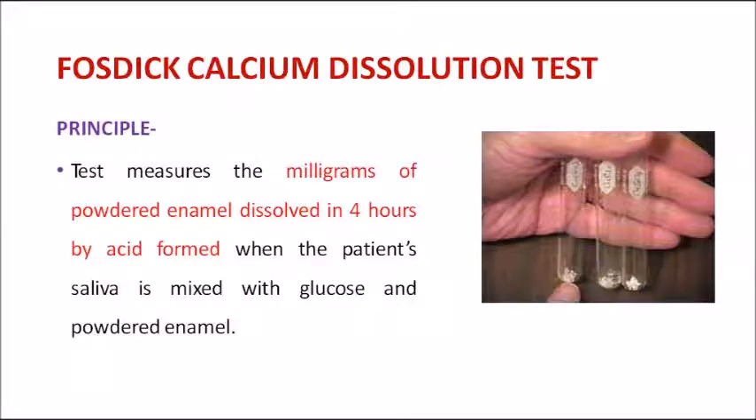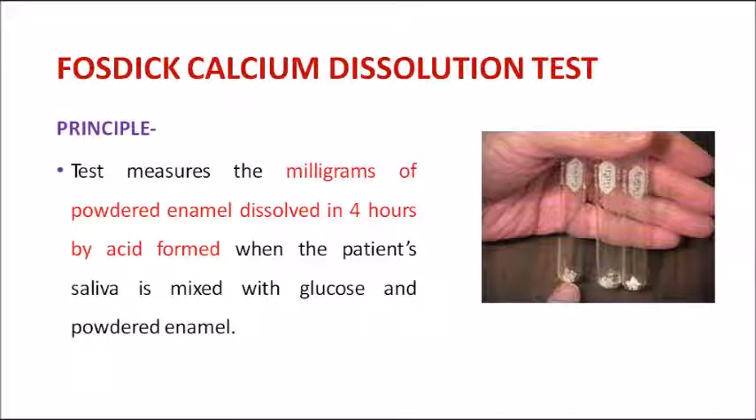This test measures the milligrams of powdered enamel which is dissolved in 4 hours by the acid formed when the patient's saliva is mixed with glucose and this powdered enamel. As shown in the test tube, one test tube contains glucose and the other powdered enamel, and it is mixed with patient saliva. If the dissolution is very fast, that is, the enamel is getting dissolved very fast when mixed with saliva and glucose, that means the saliva has higher caries activity because it has a higher bacterial count, and the caries activity will be more.